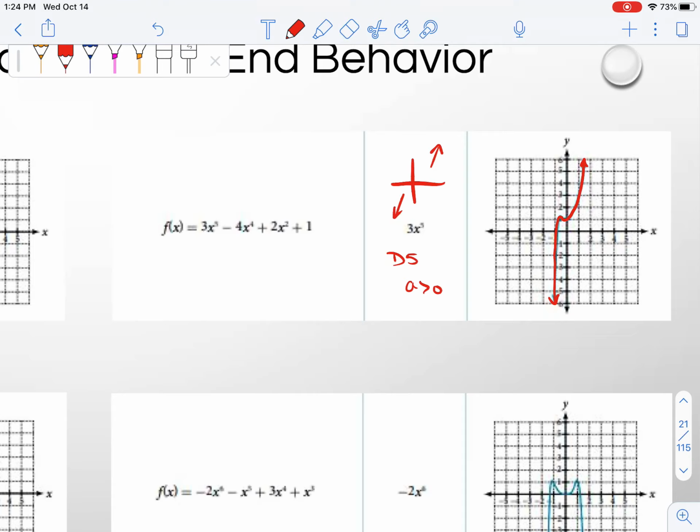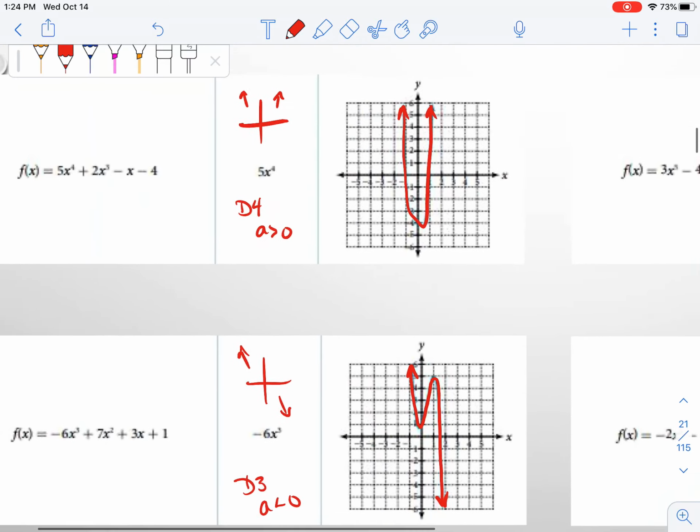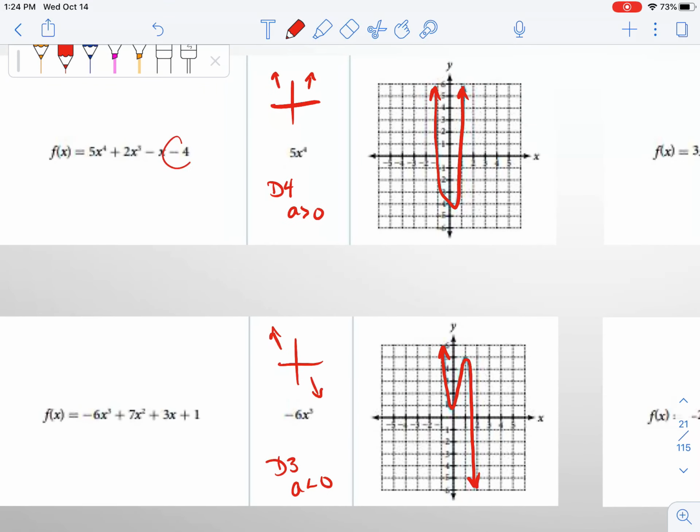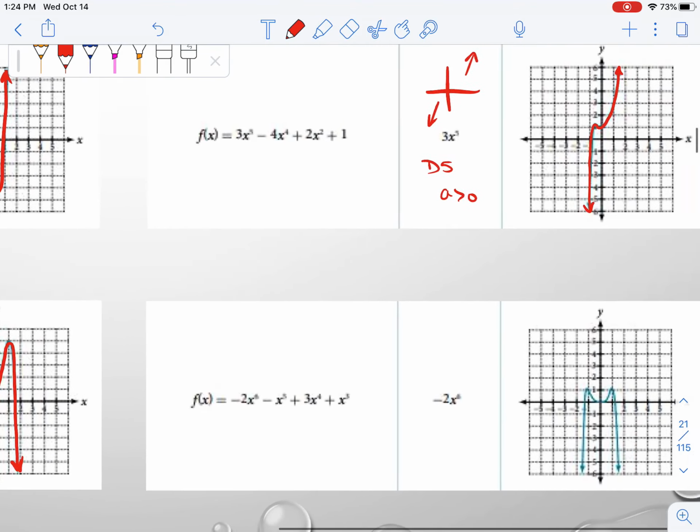All right, you'll also notice that my y-intercept on this one was my constant term. It was 1. We had the same thing here for the others as well, I just didn't point it out. My y-intercepts matched that constant term of the function.